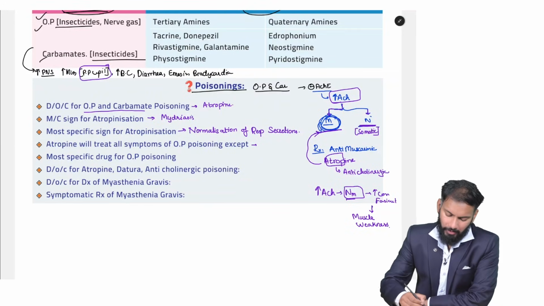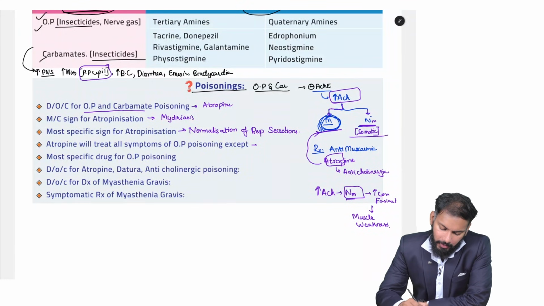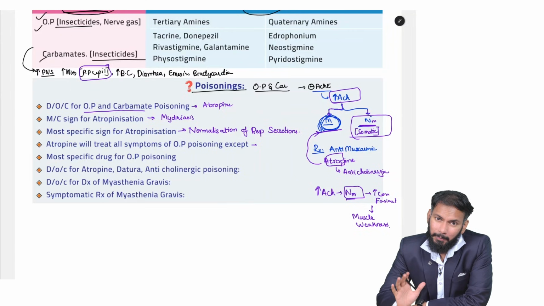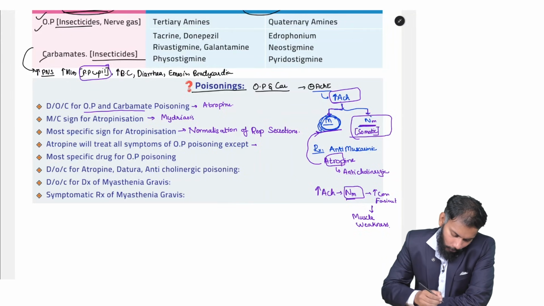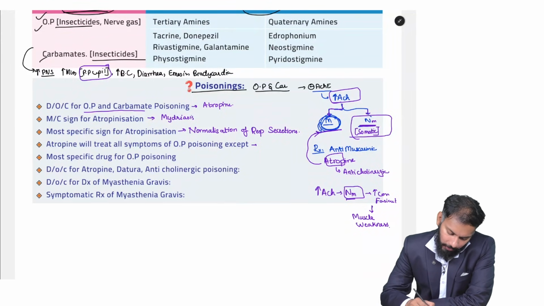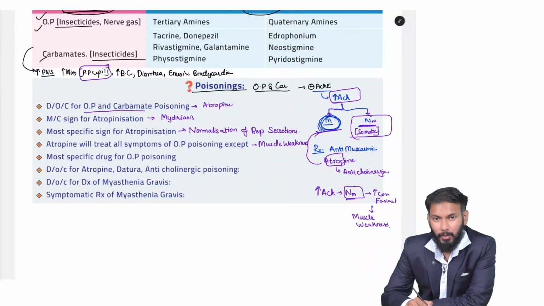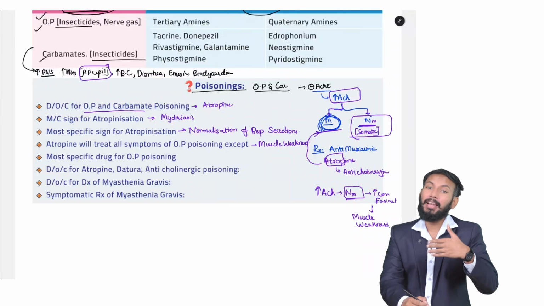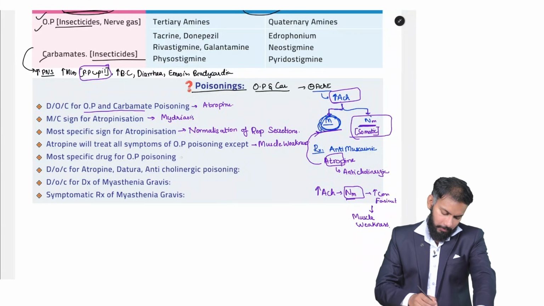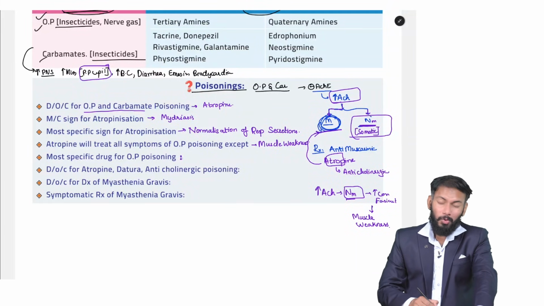So because of its action on the NM receptor, there is muscle weakness. Now atropine cannot block the NM receptor, so it cannot treat it. So atropine will treat symptoms of organophosphate poisoning except muscle weakness. If you want to treat this muscle weakness, you have to give a drug known as PAM, also known as pralidoxime. So you give oximes. That is the most specific drug for organophosphate poisoning, pralidoxime.